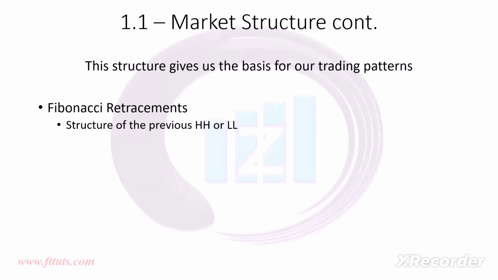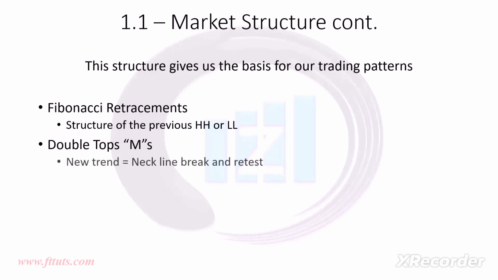And that's why in lesson 2, I believe it is, we will go in great detail on Fibonacci levels and how we can use those to our advantage to enter trades with very, very high accuracy, taking very little drawdown. Now, market structure is also what gives us our double tops, or our M's.